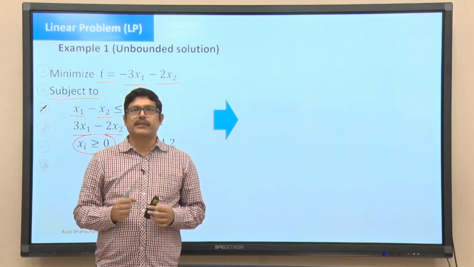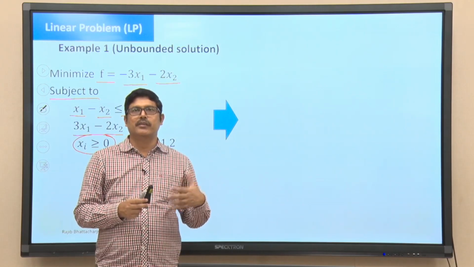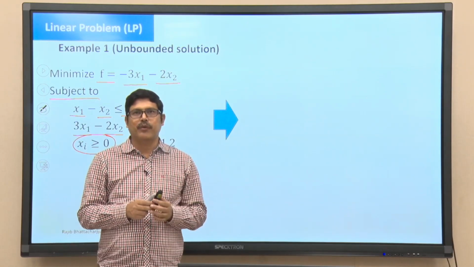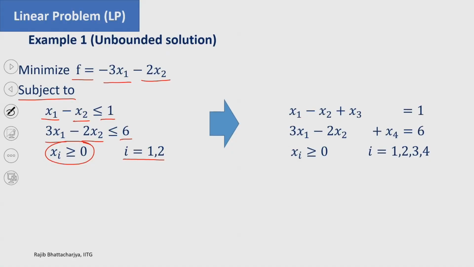Now, what is the first step? The first step is to convert this problem to the standard form. For that, I have to make it an equality. The first constraint is a less-than-or-equal-to type constraint, so I am adding a slack variable to make it equal. Now x1 minus x2 plus x3 equals 1.